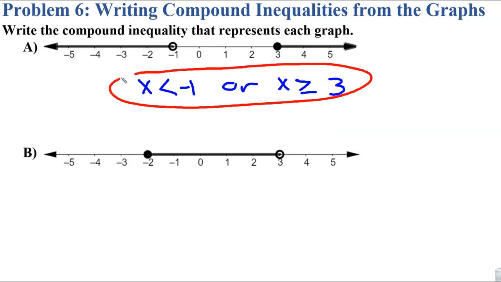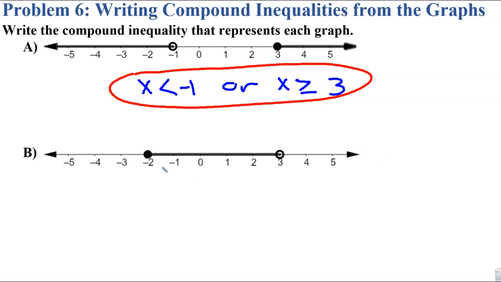Okay, so there's my compound inequality representing that graph. I suppose I could flip both of those around and say that -1 is greater than x. Okay, 3 is less than or equal to x. But we'll keep in that order for this one. Let's go ahead and do part B together as well.